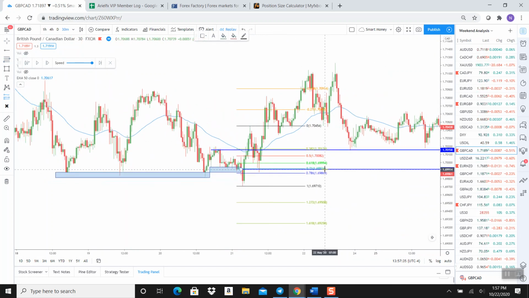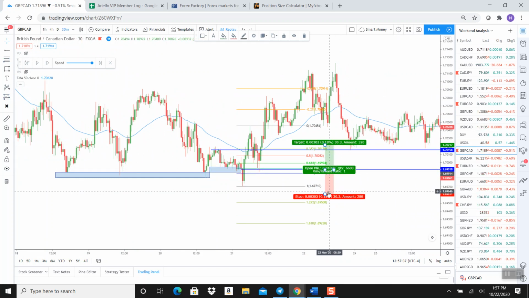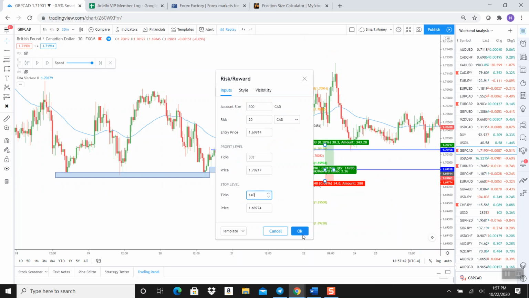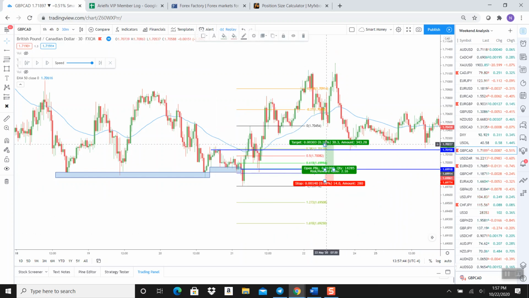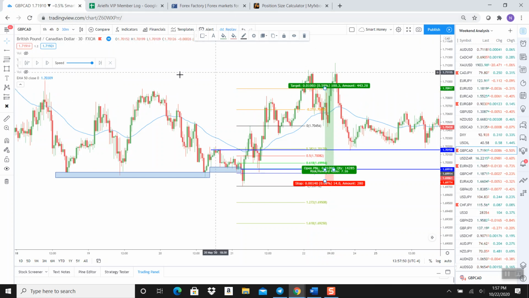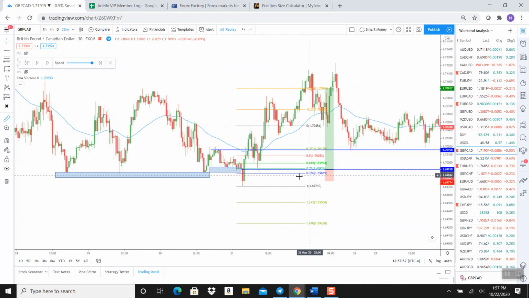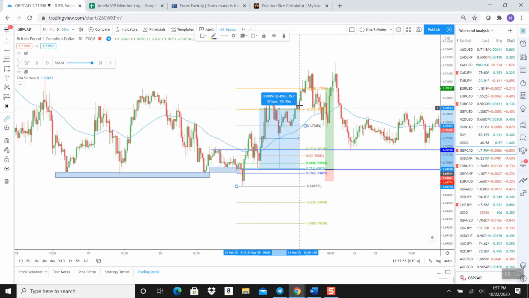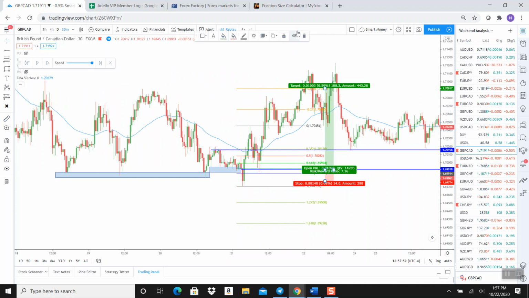So I'll take a long position from here. Make this like 14 pips. -27 is 1 to 5.3. -61 is about a little over a 1 to 7. So you would have made a 7% increase on your account in a matter of 14 hours. Not even a day. 7%.